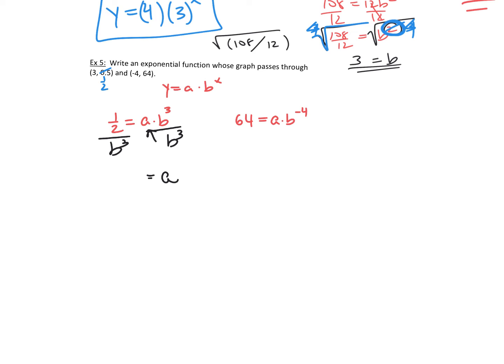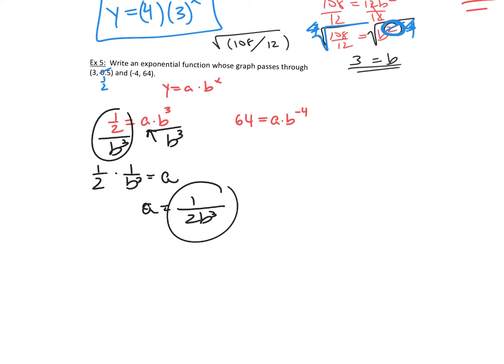A equals, now we have to get used to simplifying these things. 1/2 divided by b cubed is really 1/2 times the reciprocal of b cubed, which is 1 over b cubed, right? When you divide, you're multiplying by the reciprocal. So a is just 1 over 2b cubed.